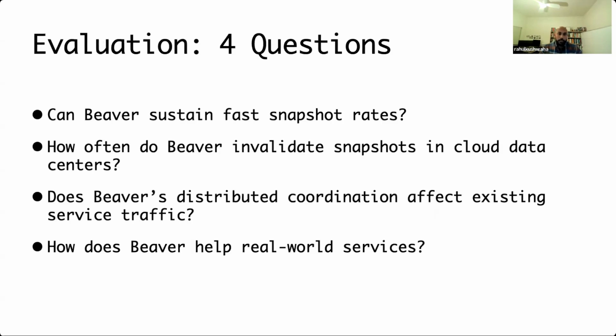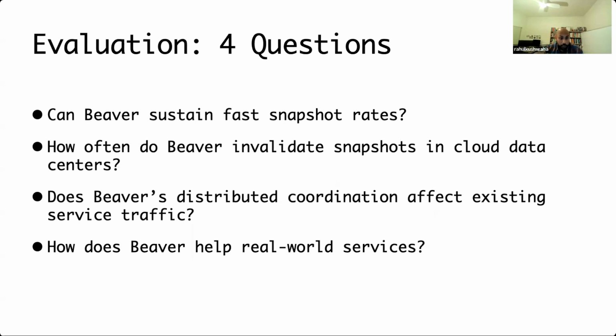There are 4 questions that this paper asks. Can Beaver sustain fast snapshot rates? How often does Beaver invalidate snapshots in cloud data centers? Now, why are we talking about invalidation? If there is a message which goes in this window, we should be able to detect that, and we should be able to discard that snapshot.